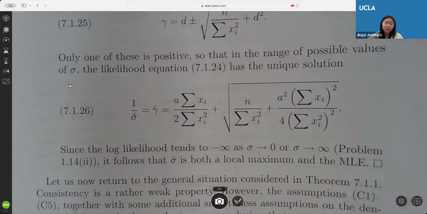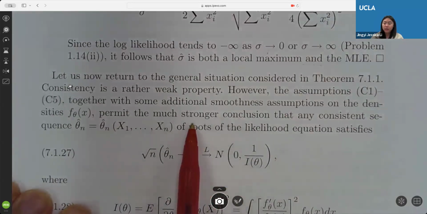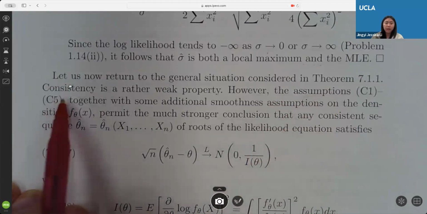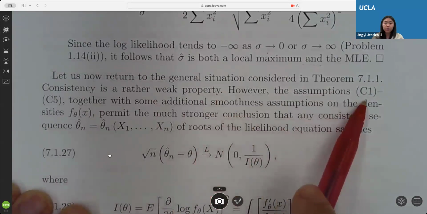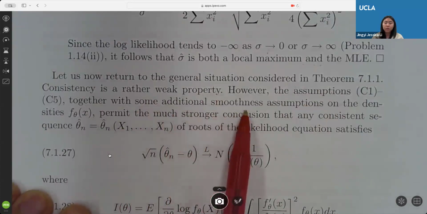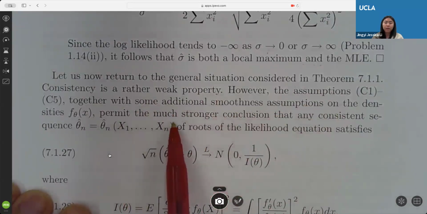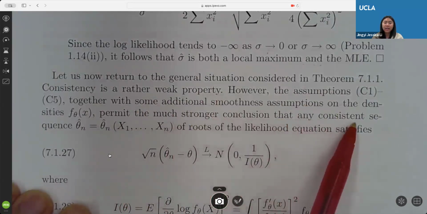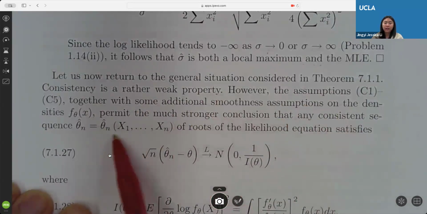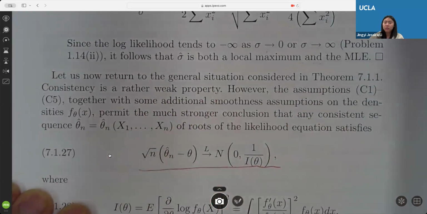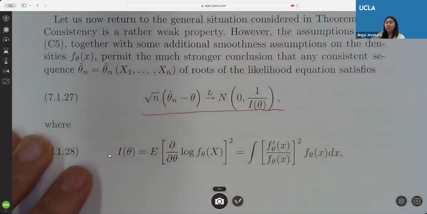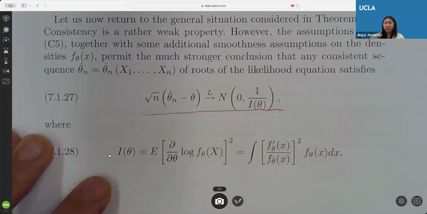That's it. Let us now return to the general situation considered in the theorem for the consistency of the MLE. Consistency is a rather weak property. However, the assumptions C1 to C5, together with some additional smoothness assumptions on the density, permit a much stronger conclusion: any consistent sequence theta hat n of roots of the likelihood equation satisfies asymptotic normality. This allows us to use the MLE to construct confidence intervals for our parameter theta. The only thing we need is our Fisher information. That's what we will talk about next time.